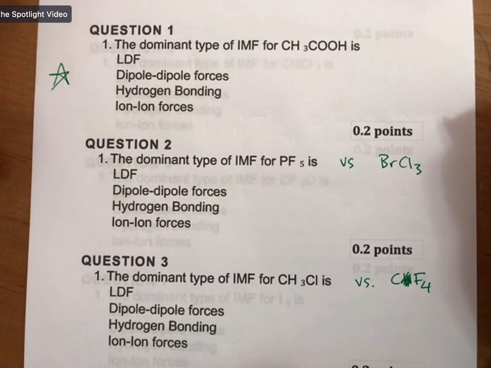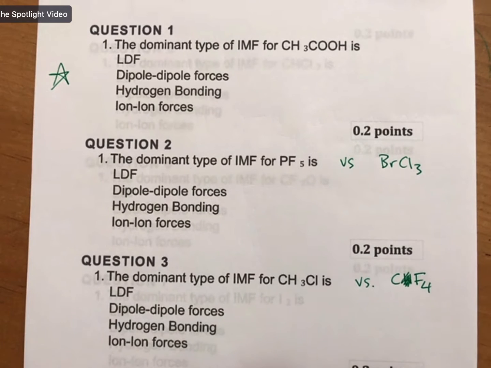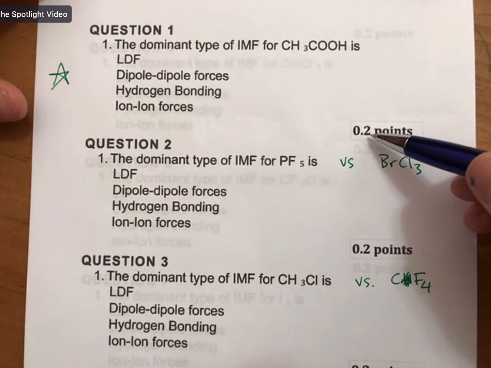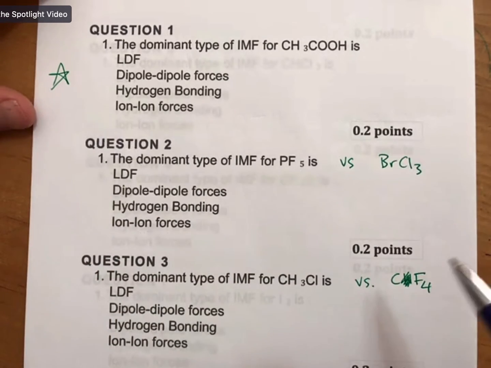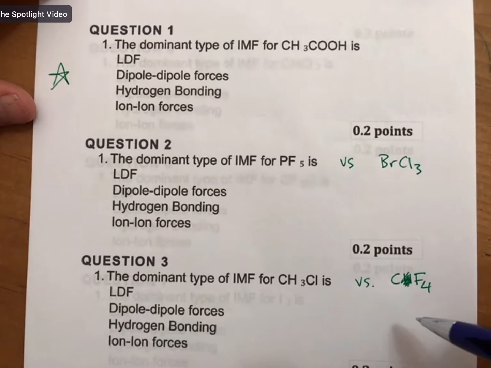The problem includes 10 different sub-questions, each worth 0.2 points. We'll work a couple of them. I think we'll work just 3.